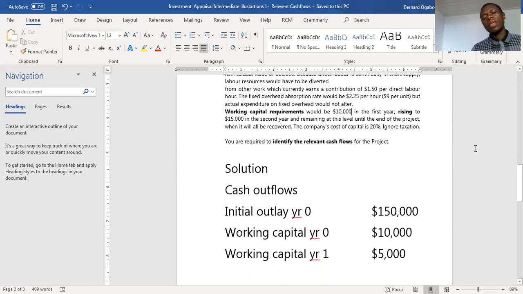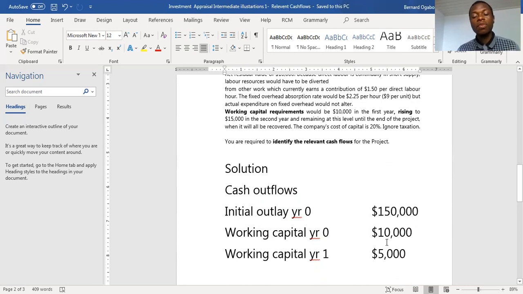Like we said, we were supposed to spend 150,000 at the beginning of the project when we want to start buying the machine for the new product. 150,000 will be for a new machine. The 80,000 that was expended on the old machine is not relevant because it's a sunk cost. Working capital will be 10,000 in year one. So we treat it as occurring in year 0 at the beginning of the project.